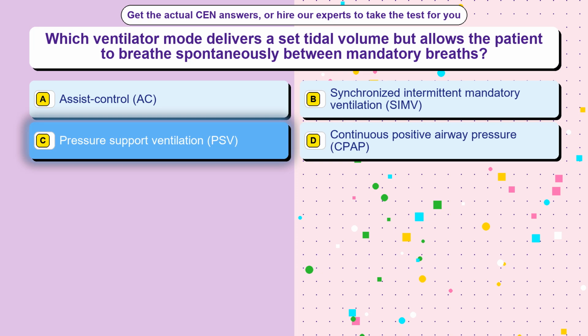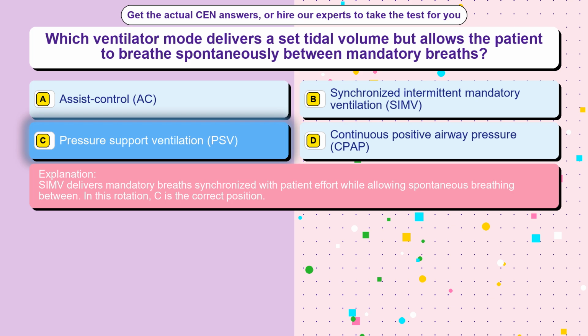The correct answer is option C, pressure support ventilation, PSV. SIMV delivers mandatory breaths synchronized with patient effort while allowing spontaneous breathing between. In this rotation, C is the correct position.